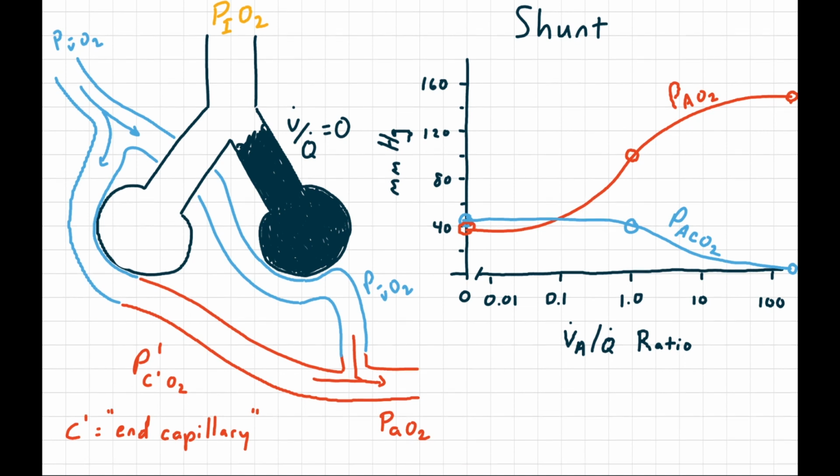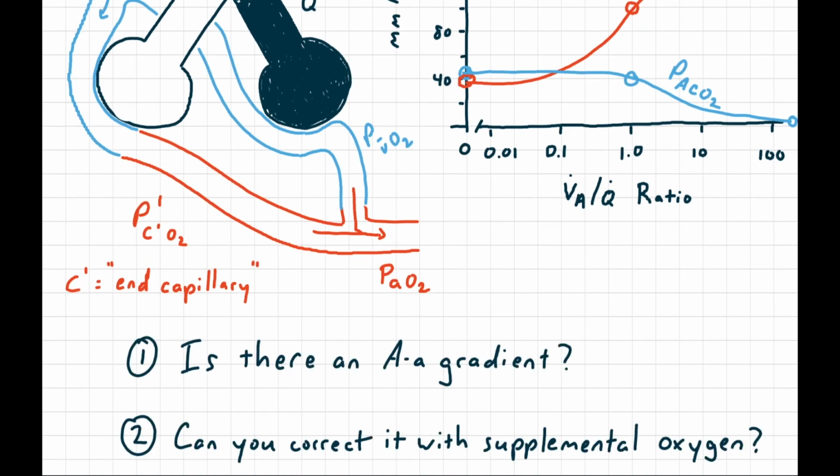So let's go ahead and answer our two big questions about causes of hypoxemia. First, is there an alveolar arterial oxygen gradient? For exactly the same reasons as we already discussed with VQ mismatch, the answer is yes. The alveolar and arterial partial pressures of oxygen are different, so there is an AA gradient. Now, can you correct the hypoxemia of shunt with supplemental oxygen?